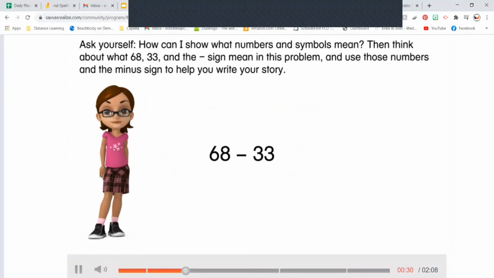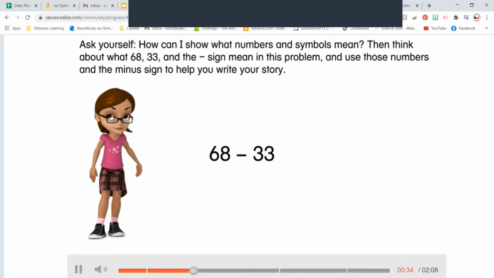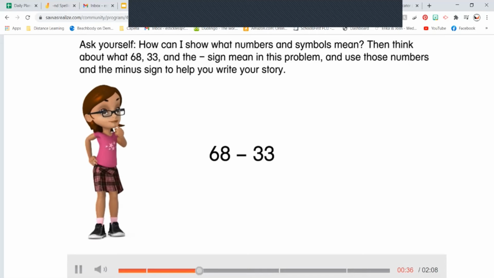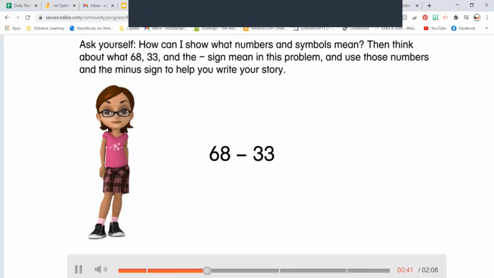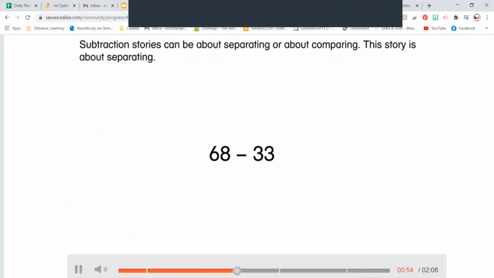Ask yourself, how can I show what numbers and symbols mean? Then think about what 68, 33, and the minus sign mean in this problem, and use those numbers and the minus sign to help you write your story. Subtraction stories can be about separating or about comparing. This story is about separating.